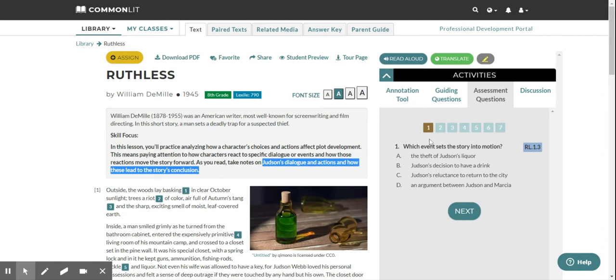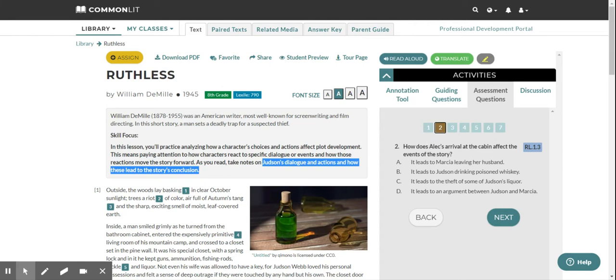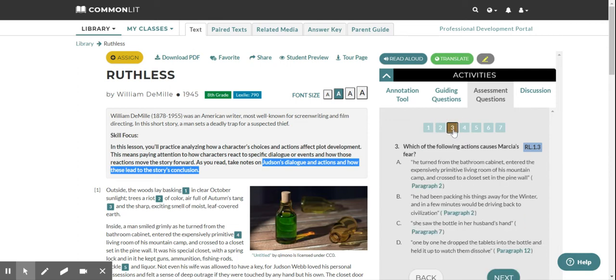So when you're looking at your questions, which event sets the story into motion? In other words, what is the inciting incident? What happens that gets everything moving? Well, clearly you're going to look somewhere near the beginning of the story for that. How does Alex's arrival at the cabin affect the events of the story? So you have to see, what does Alec do when he gets there? What kind of problem does he lead to?